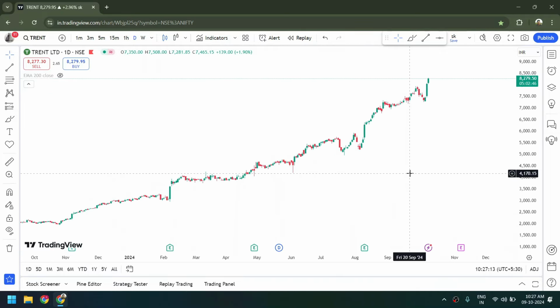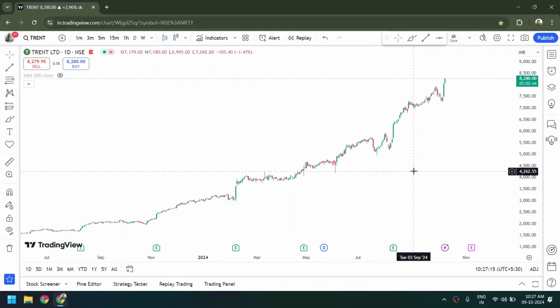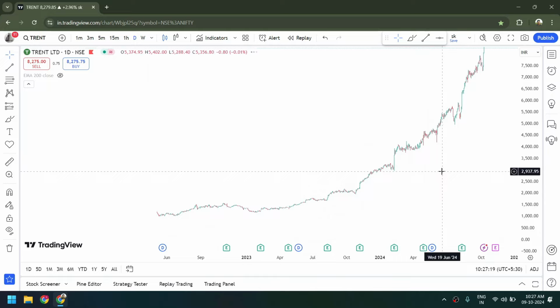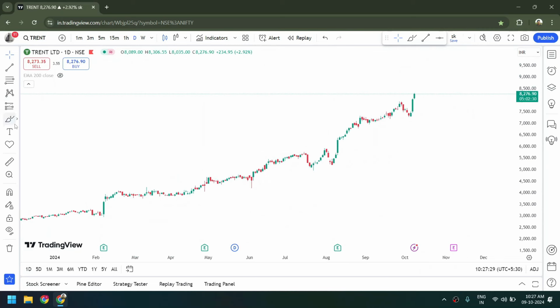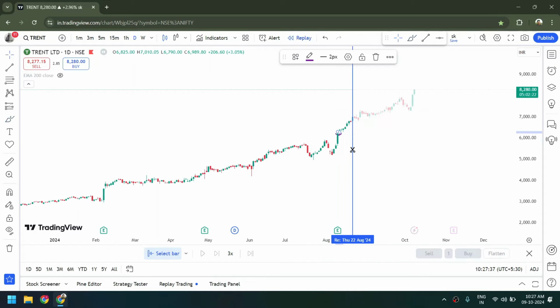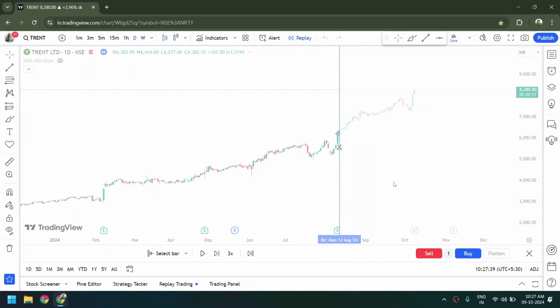This will give you a clear picture of what is happening with the stock. The more you zoom out, it gives more stories, but we don't need the entire story. We just need the recent story. I entered here at this price range, at this level. So I will use this replay bar to go back to that time.